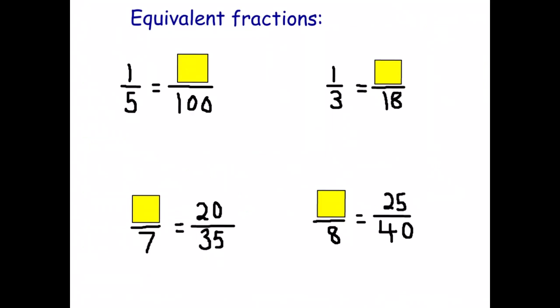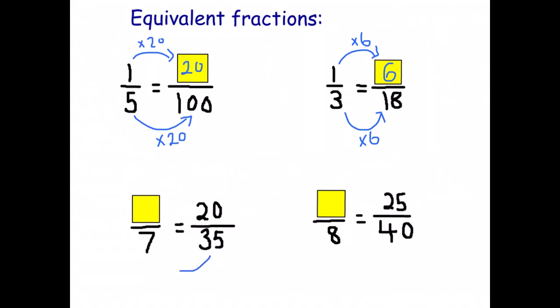We have to find the missing number that will complete the fraction. So to get from 5 to 100, I've multiplied it by 20. So I must do the same to the top and multiply it by 20, giving me 20. To get from 3 to 8, we've multiplied it by 6. So we have to do the same to the top and multiply that by 6 to give me 6.